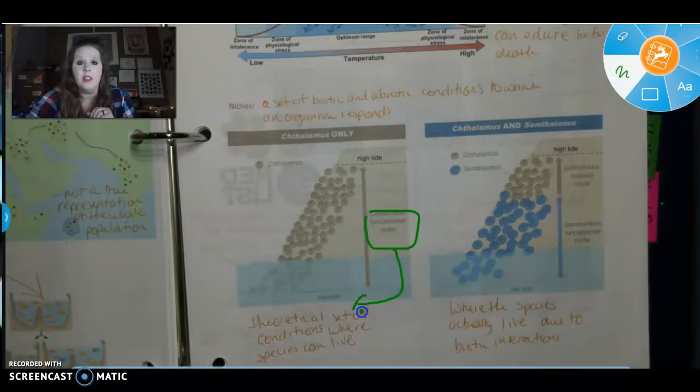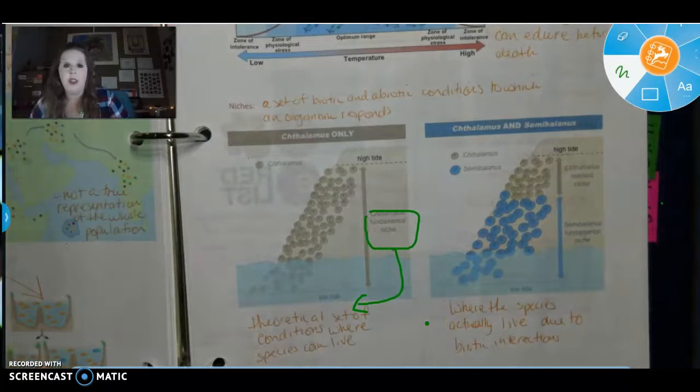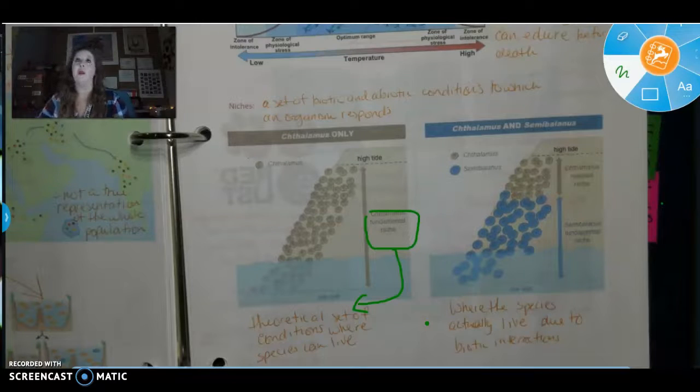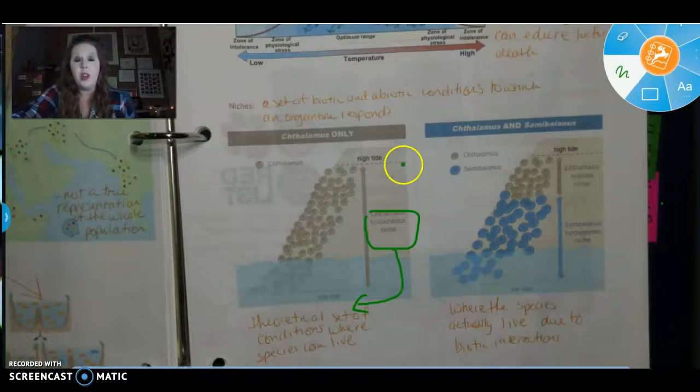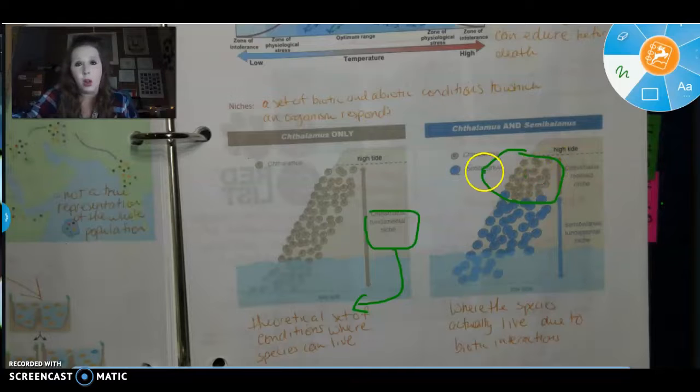Okay, so the fundamental niche, this is a definition, is a theoretical set of conditions. So this is where we think that this barnacle could live, because we know about its genetics, we know about the climate it likes, we know what kind of food it eats. So we could theorize, we think it's going to survive here. In reality, it doesn't. So when you put it with another species of barnacle, so this blue species right here, you can see that the range of where it survives is drastically smaller.